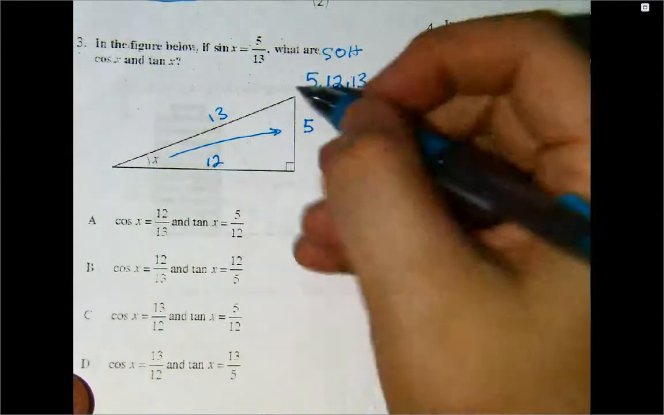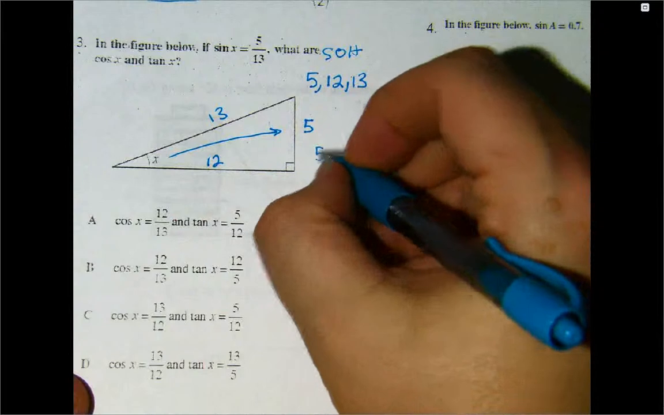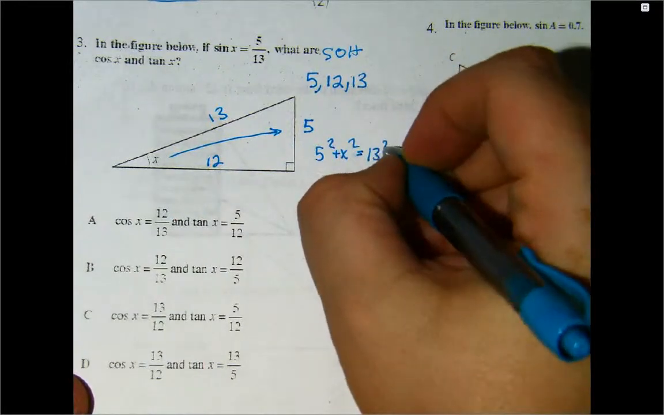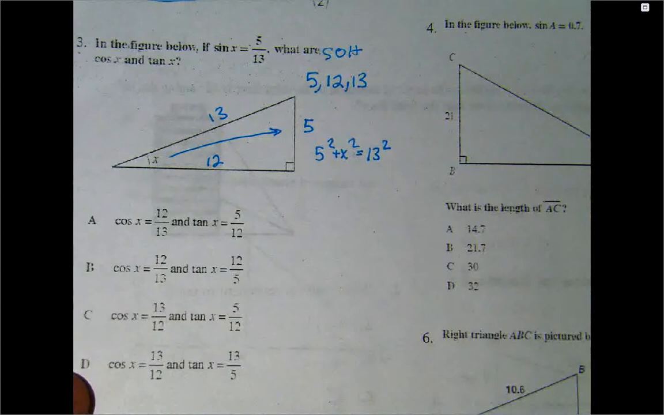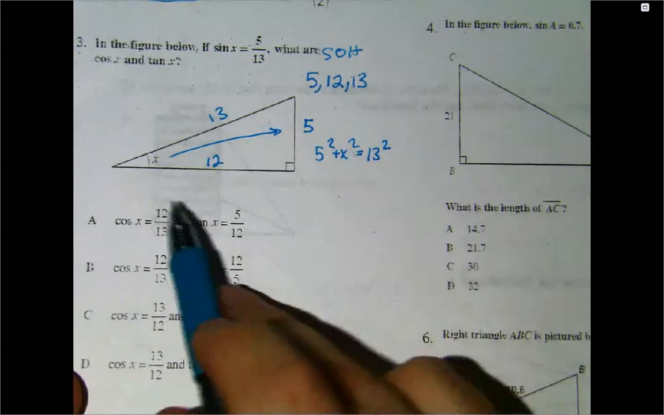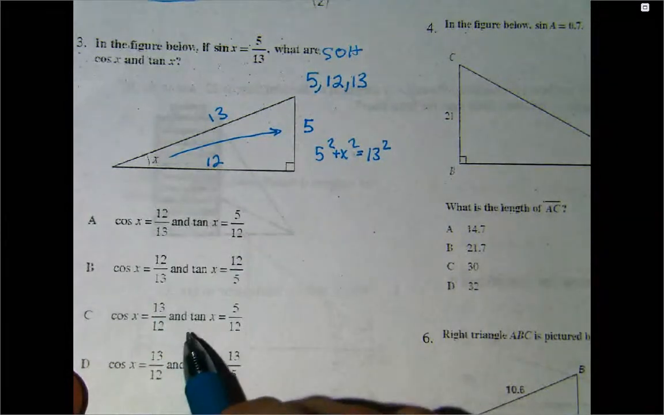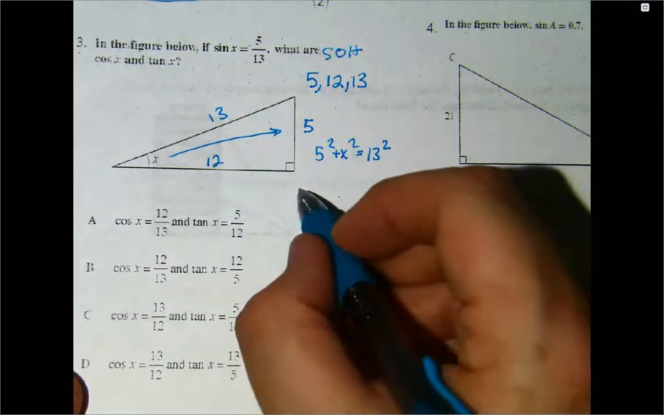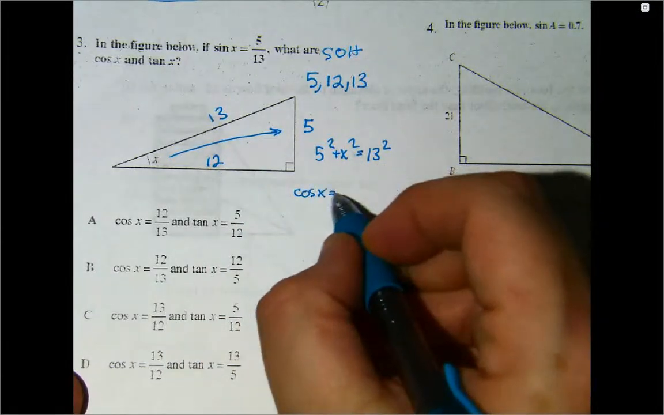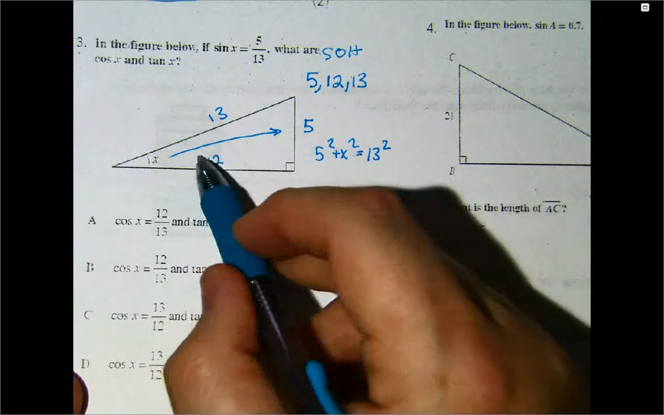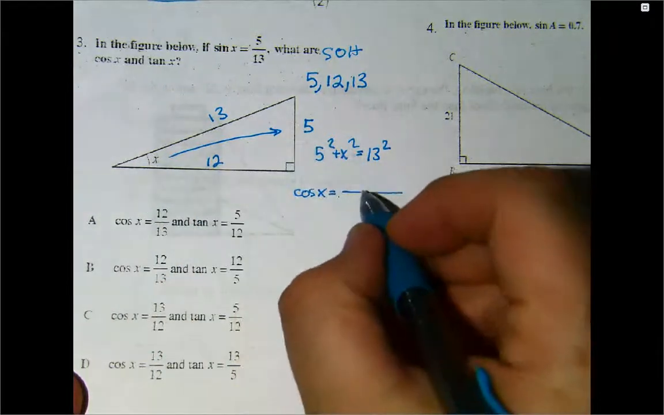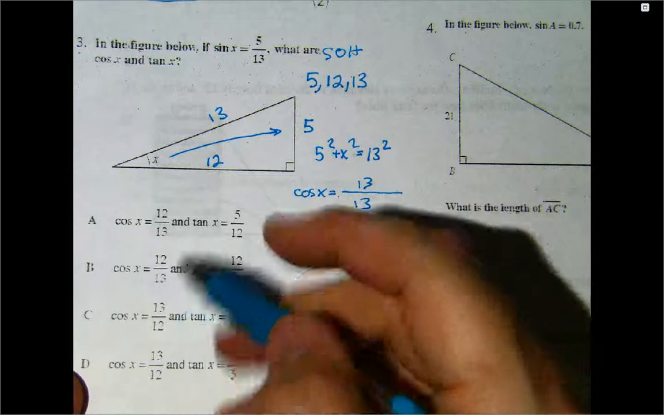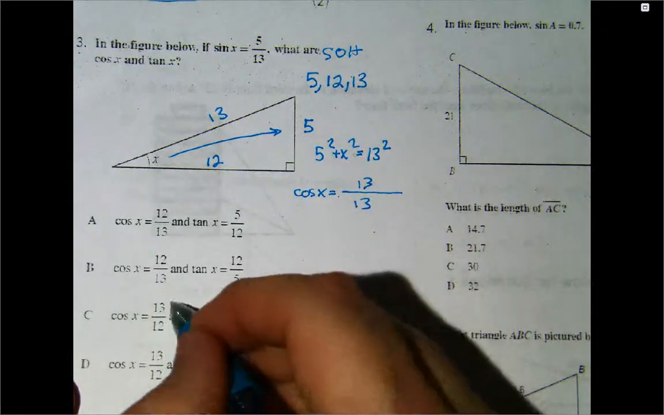But you could have also used 5 squared plus x squared is equal to 13 squared, and you would have got x equals 12 in that case. But since 12 is popping up on every single one, we're going to be in business here. Now, what's the cosine of x? What's the adjacent side of x? 12. What's the hypotenuse? 13. So the cosine has to be 12/13, which means that guy's gone and that guy's gone.